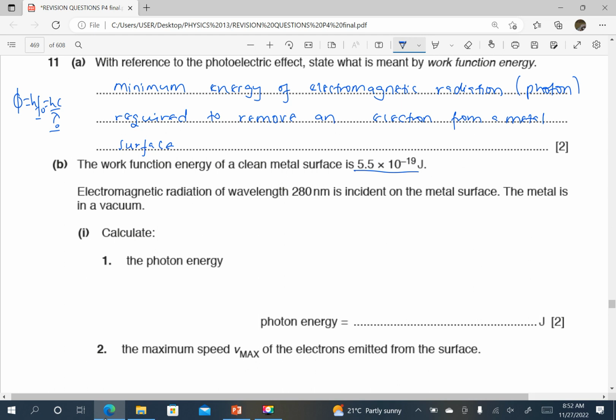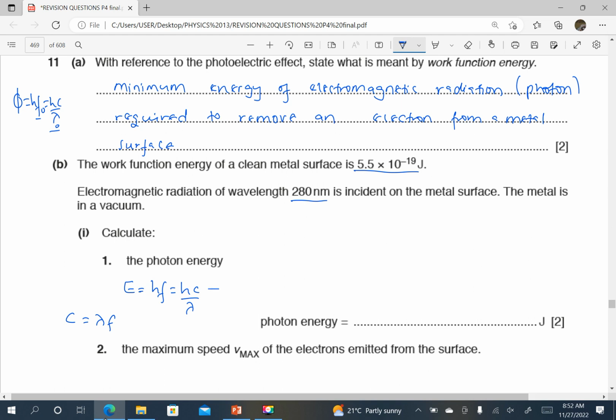Electromagnetic radiation of wavelength 290 nanometers is incident on the metal surface. The metal is in a vacuum. Calculate the photon energy. So the energy of a photon, I'll call it E, is equal to hf according to Albert Einstein's equation. So this is hc divided by lambda, because remember, the speed of a wave is equal to lambda times f. That's how it becomes hc over lambda. If I make f the subject, it will be c over lambda.